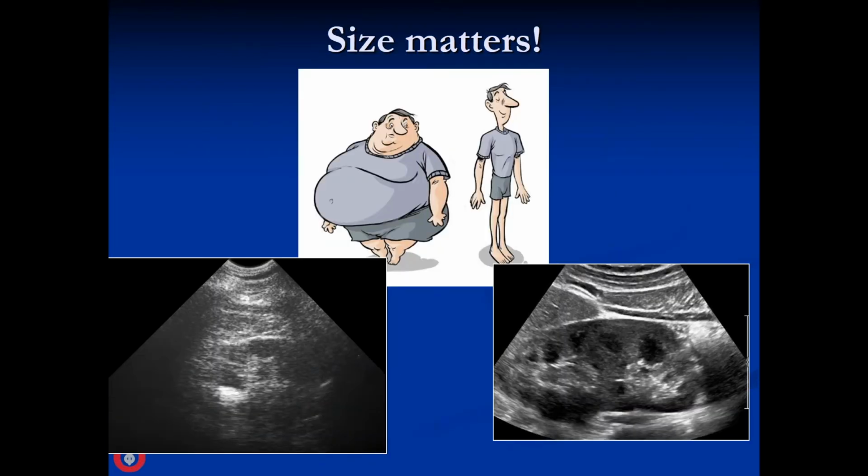Size matters, and when you look at this, you really want to avoid doing ultrasounds in really obese patients. So here's a kidney. In the thin guy, we can see corticomedullary differentiation. Look at the pyramids. They're so easy to see. There's the renal sinus fat.